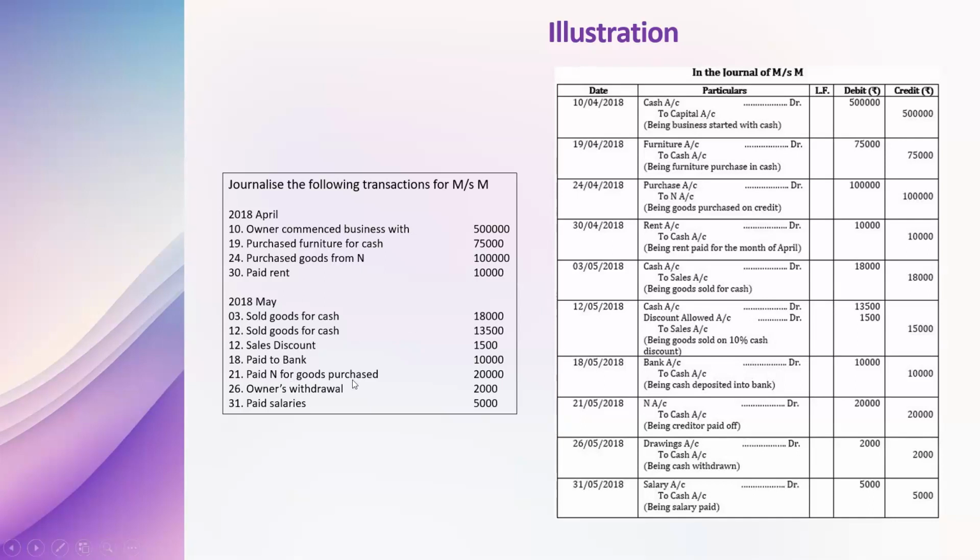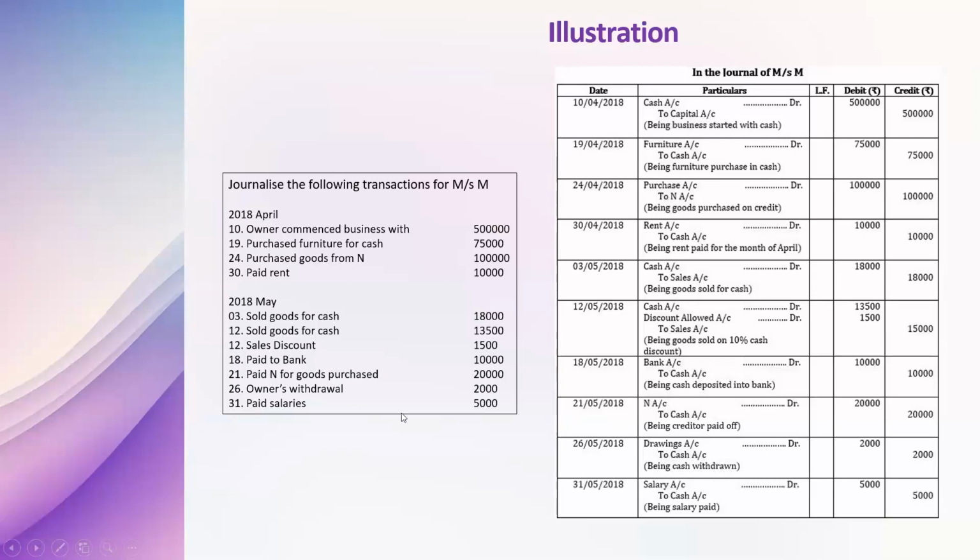Paid N for goods purchased. You have already purchased 1 lakh worth of goods from N on credit, and you have paid 20,000 out of 1 lakh, so still 80,000 is pending. So N's account debtor to cash account creditor, 20,000. And then owner's withdrawal. Out of 5 lakhs, the owner has withdrawn only 2,000, maybe for day-to-day expenses. So drawings account debtor 2,000 to cash account creditor 2,000.